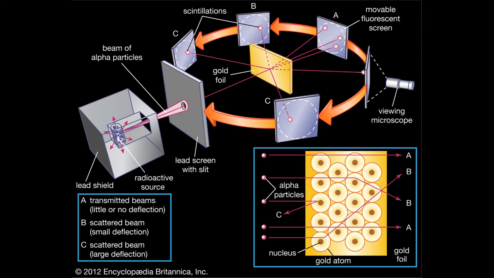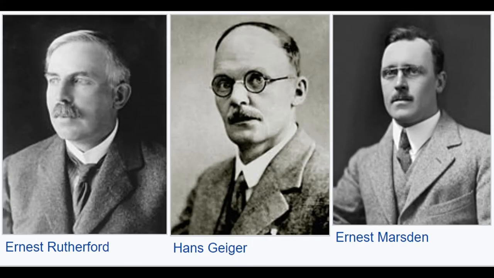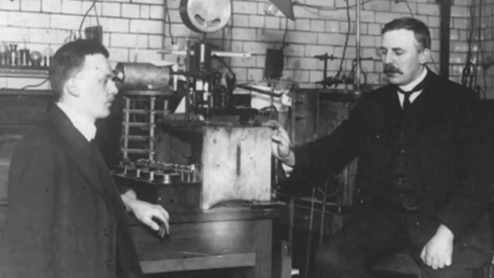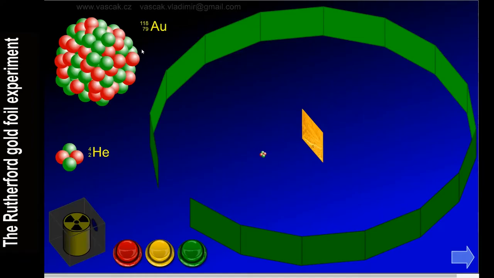The Rutherford gold foil experiment remains a famous experiment in the history of science. Between 1908 and 1913, a series of experiments were performed by Hans Geiger and Ernest Marsden under the guidance of Ernest Rutherford. The experiment was not a single experiment, but a series of experiments. All the experiments can be summarized using this simulation.